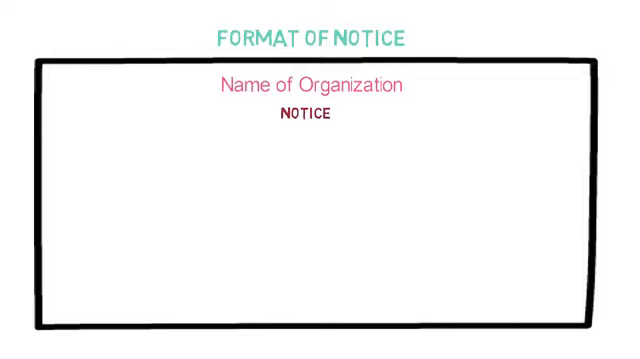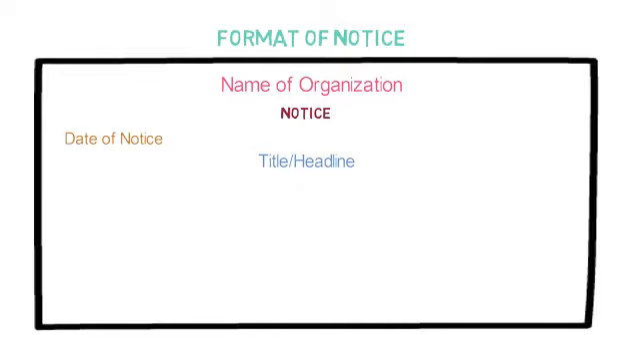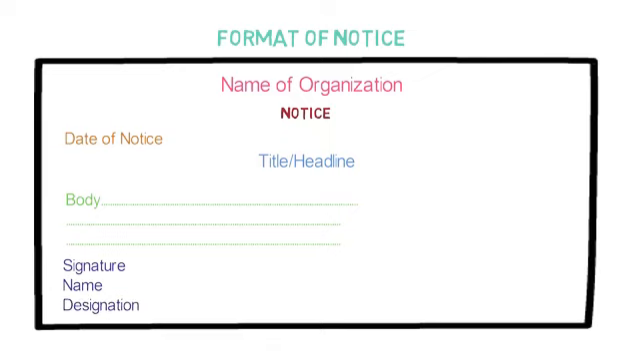Then on the left hand side, write the date on which the notice is issued. Then below it, in the middle, write the title of the notice. Then below it, the body of the notice comes. And after the body is completed, the signature, name and designation of the issuing authority come. So this is the exact format.